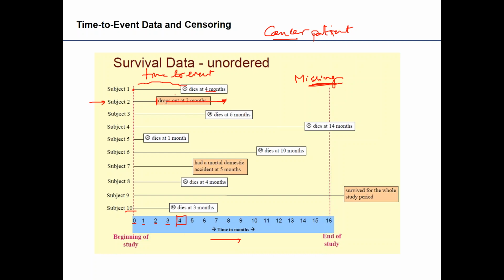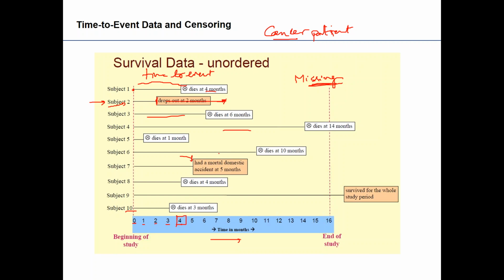Now there could be various reasons. As I told, he might have died due to an accident. We don't know. So there is no information about the subject after the 2nd month. Hence it is called censored data. So this is again time to event. This is also time. So time to event, time to event, time to event.